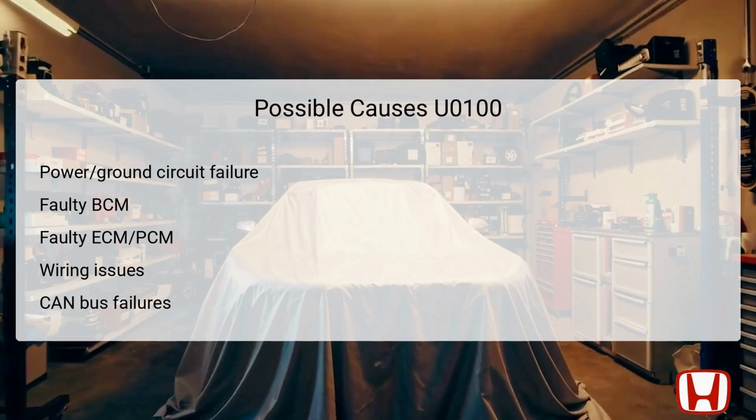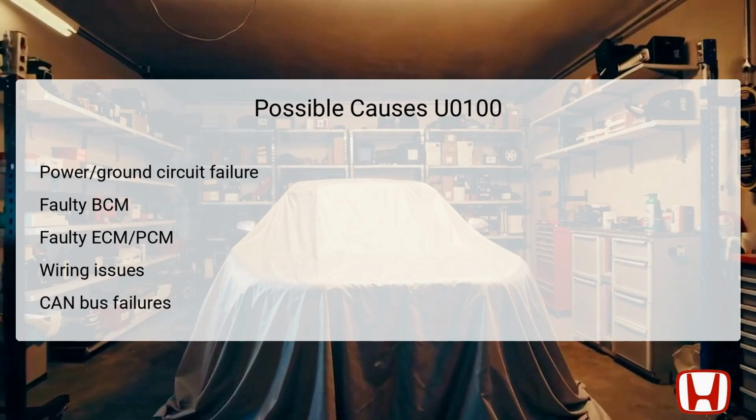Several factors can contribute to the U0100 DTC being stored. A primary suspect is the power or ground circuit failure of the PCM, which is crucial for its normal operation. If the power supply to the PCM is interrupted or there's a fault in its ground circuit, communication can be disrupted. Another potential cause could be a faulty BCM itself, which may prevent it from properly receiving or sending data.